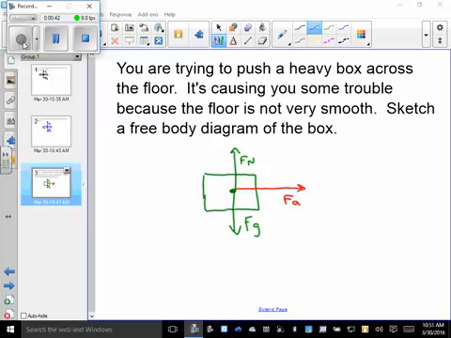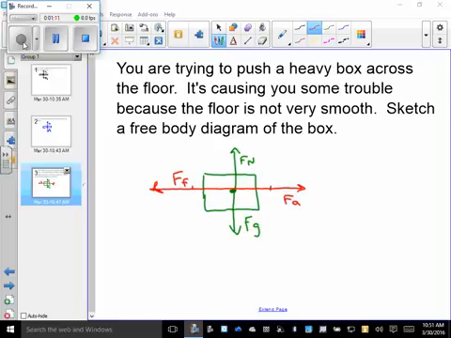I made it pretty big just because this is a hypothetical situation. It said it was really hard. Okay, force applied. But it's really hard to push. So you're pushing and there is some force backwards. And that force backwards is friction. Okay, and this should be exactly the same size back. Like these should be the same length if you were in math class.